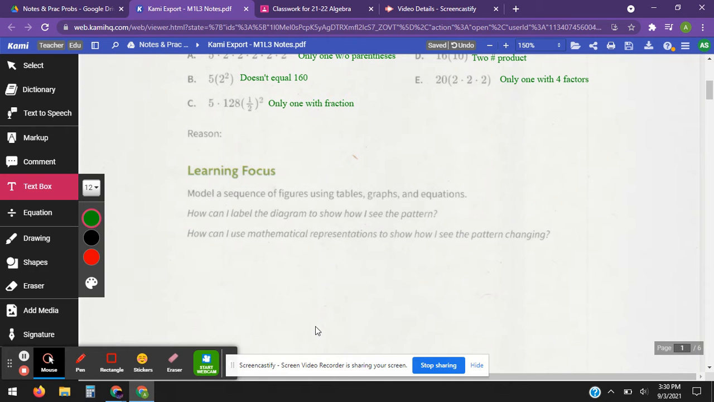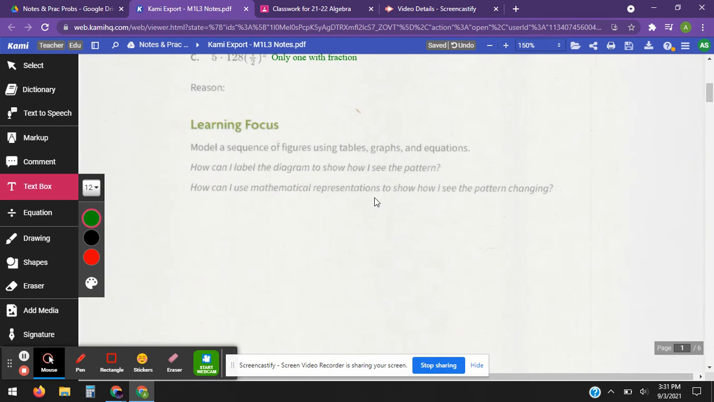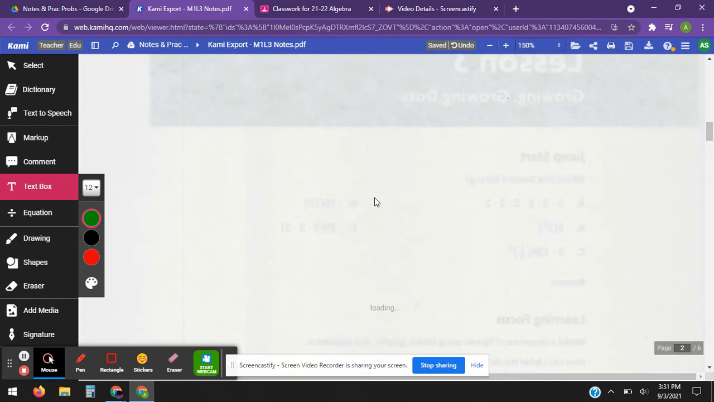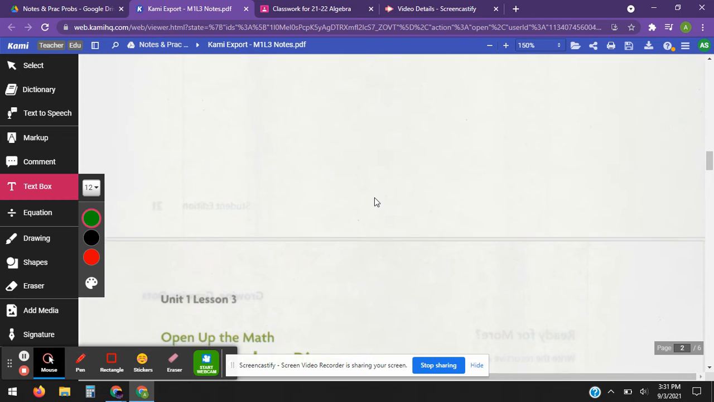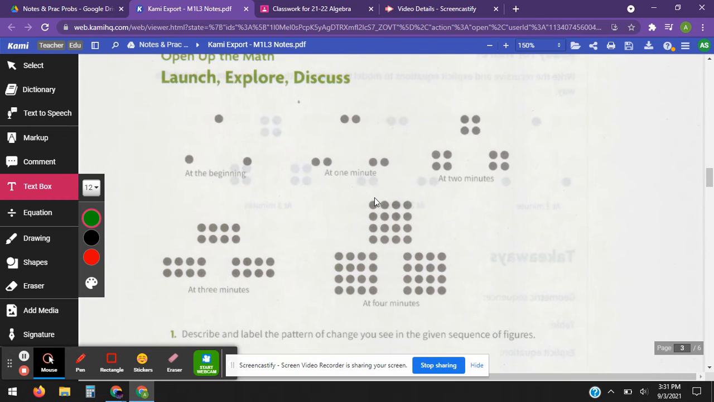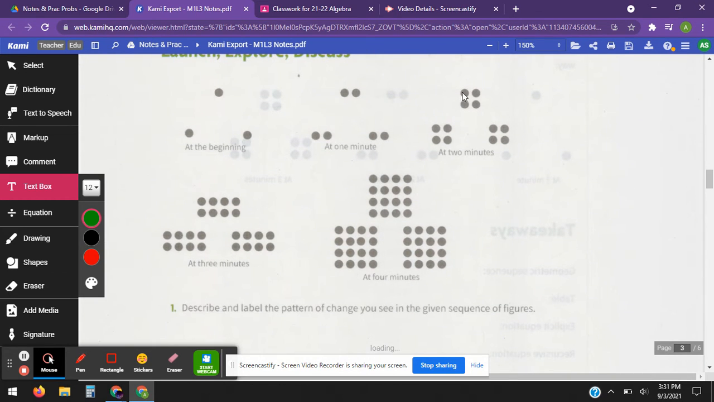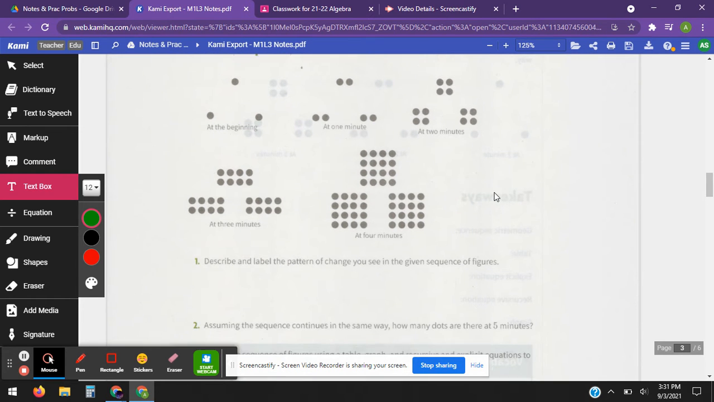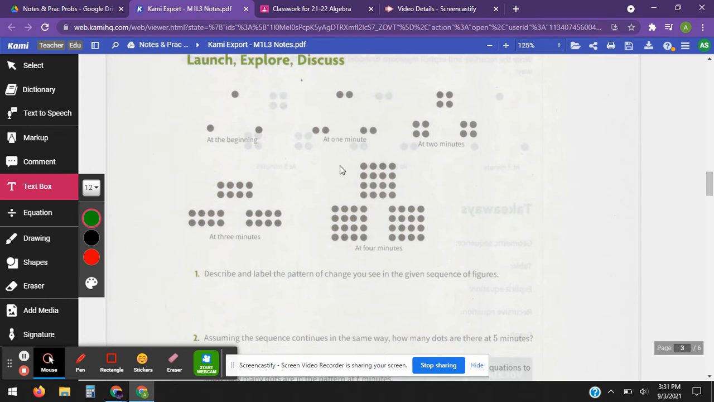Okay, so our learning focus today is we're going to model a sequence of figures using tables, graphs, and equations. We're going to label a diagram to show I see a pattern. And again, look at those mathematical representations on how to see the pattern changing. So here we have a picture. I'm going to zoom this in just a little. It's almost can't see enough of it.